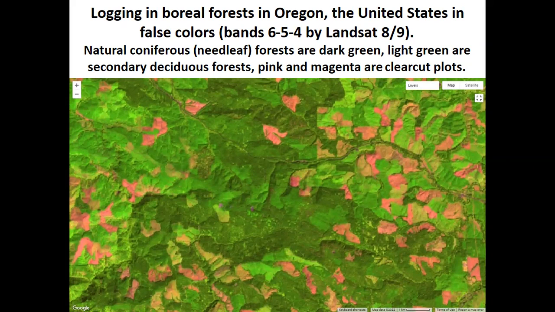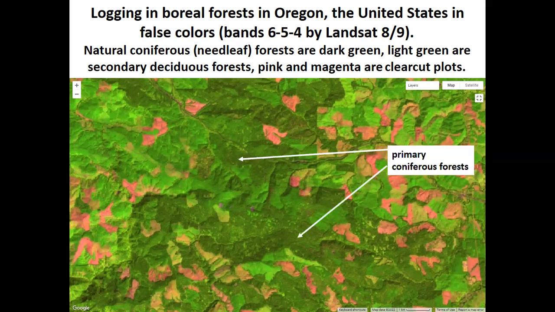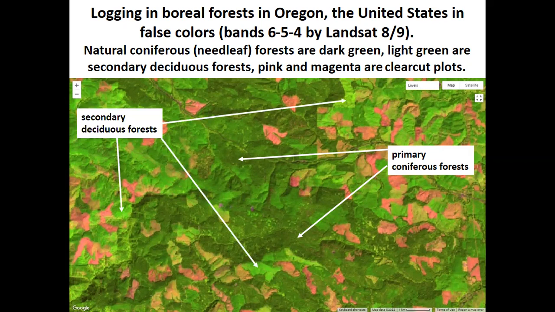Yet another example. Again, this is logging in the boreal forest in Oregon, far north in the United States, also in false color, the same synthesis. And here you could also see very clearly the difference between primary coniferous forests, the secondary deciduous forest after logging, and also fresh clear cuts of this pink color, just freshly made, and still having no vegetation on them.